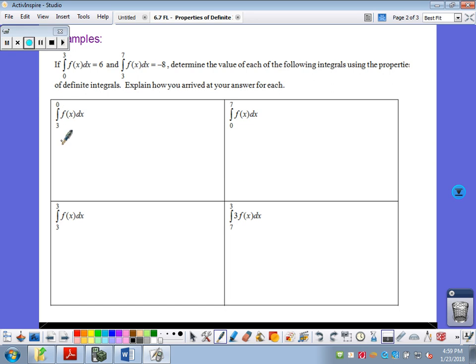So the integral is negative the integral from 0 to 3 of f of x dx. Notice if I change my upper and lower limits, that now becomes negative. And so now that's going to be equal to negative 6. My 6 is coming from this value up here that I have. So the value for this integral is going to be negative 6.